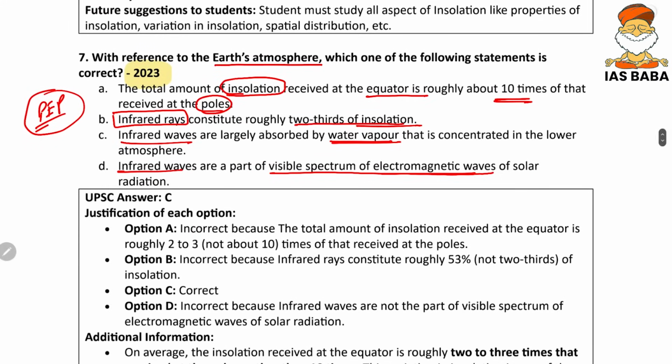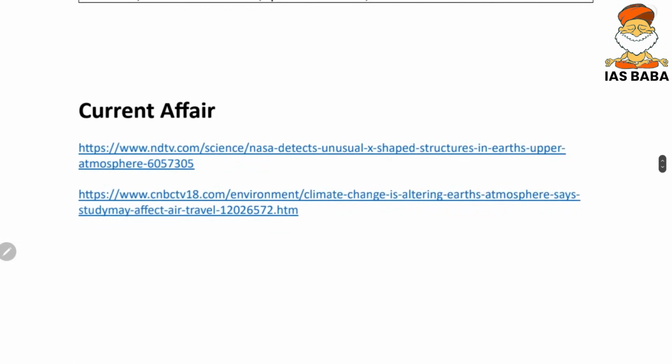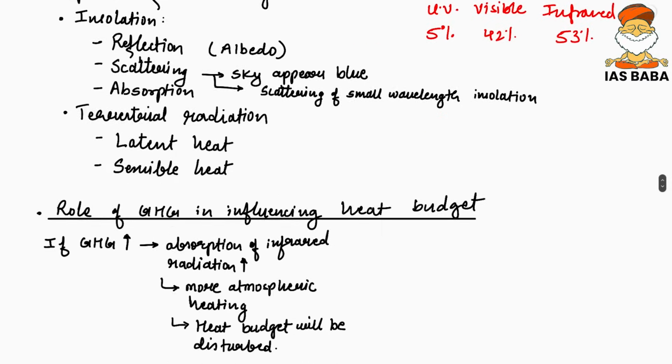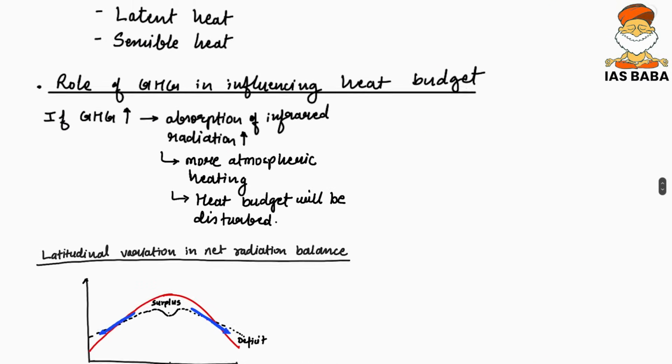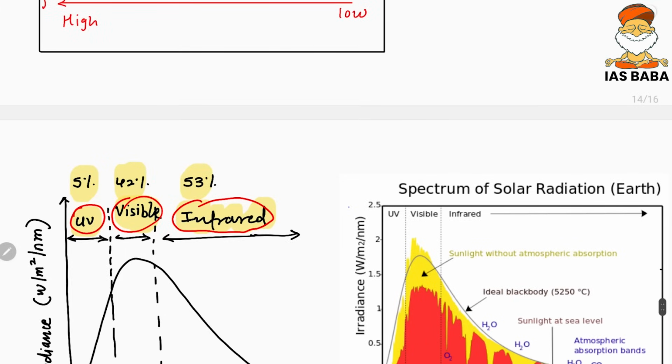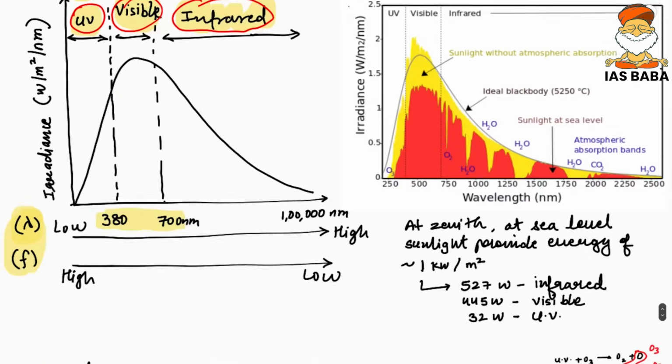If we look into question number 7, which was considered relatively more difficult, it says with reference to the earth's atmosphere, which one of the following statements is correct? The total amount of insolation received at the equator is roughly 10 times that received at the poles. See, we saw that the maximum thickness of the troposphere was at the equator, but maximum temperature was not there at the equator. I hope you remember that.